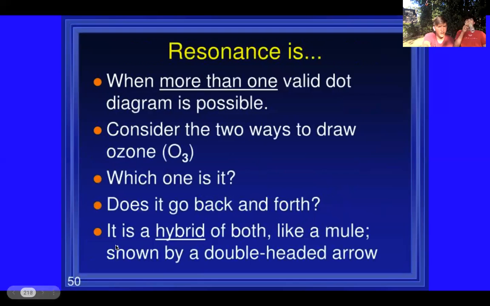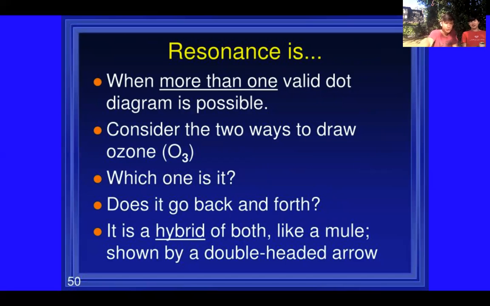Resonance is a little simpler. It's when more than one valid dot structure is possible. It does have to be valid; that is one of the restrictions. But this is possible. Consider the 2 ways to draw ozone. Not the ozone layer. It is the ozone layer, but don't think of the ozone layer because you'll get distracted. Does it go back and forth? It is a hybrid of both, like a mule.